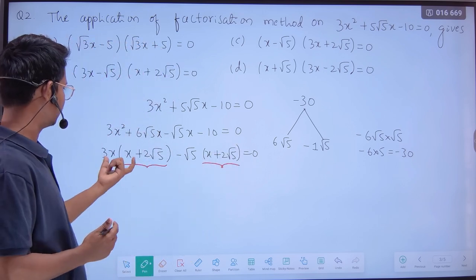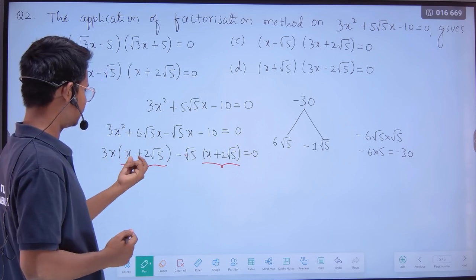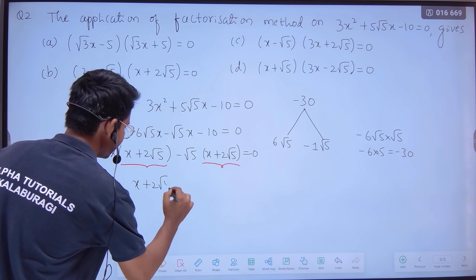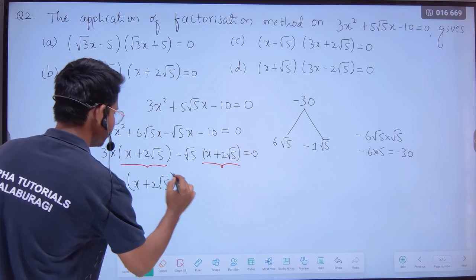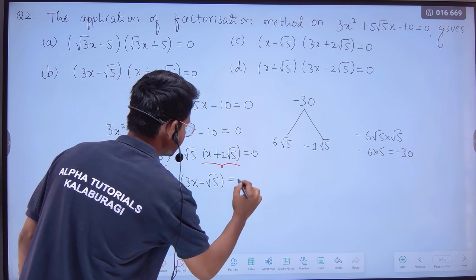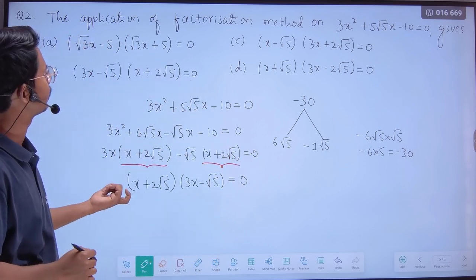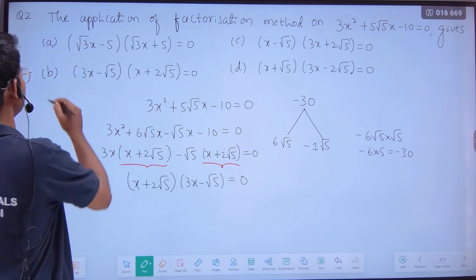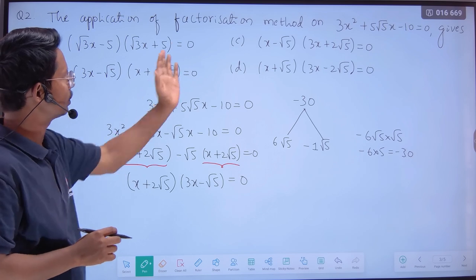Now again in these two complete terms, x plus 2 root 5 is common. So I'll take x plus 2 root 5, and what is left in one bracket, 3x minus root 5 equal to 0. So x plus 2 root 5, 3x minus root 5. So it is option B. They are asking only the factorization.